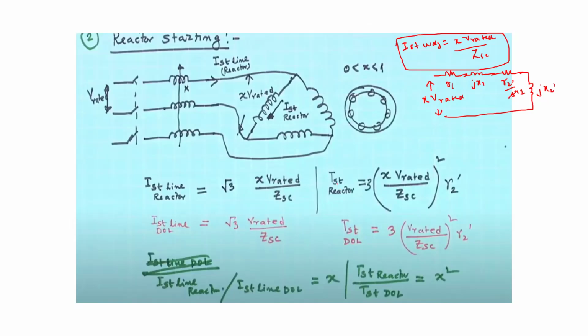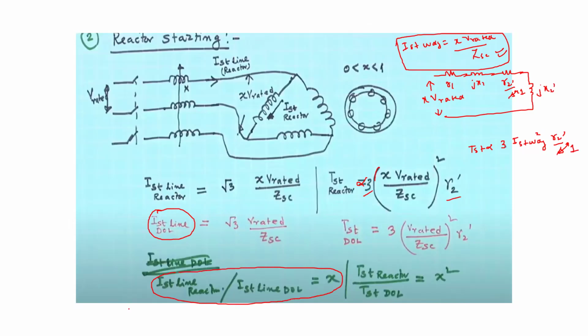Now, regarding the starting torque, it is proportional to 3 times I starting winding square into R2 dash by S, where S is 1. So it is proportional to 3 I starting winding square into R2 dash, and I starting winding we have found here as X V rated by ZSC. So this is X V rated by ZSC whole square into R2 dash. If we compare it with the direct online starting, we can see that the starting line current becomes X times the online starting current.